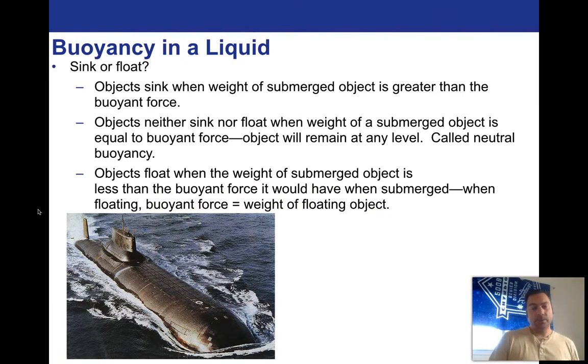Okay, so that's the whole goal of a submarine. It's basically moving water in and increasing its weight. In doing so, it's balancing the buoyant force against its weight. If it happens to get too much water in, it will start to sink like a stone. So it's a balancing act for a lot of these things.